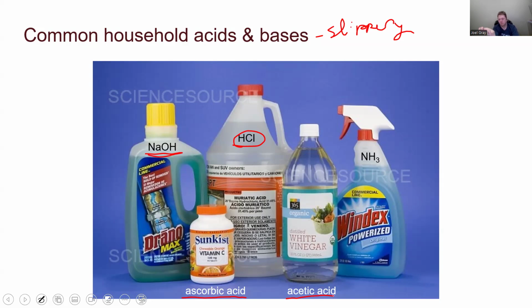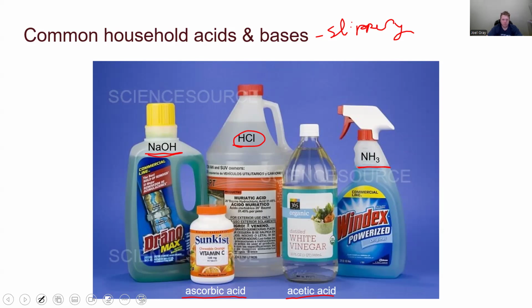A weak acid, if you poured that on an open wound or something like that, it's going to feel painful. It's going to be uncomfortable, whether that's a weak acid or a strong acid. If you have a cut that's exposed to an acid, it's probably going to hurt. Then we've got this one over here, ammonia. Ammonia is the active ingredient in Windex, as well as a number of other cleaning agents.